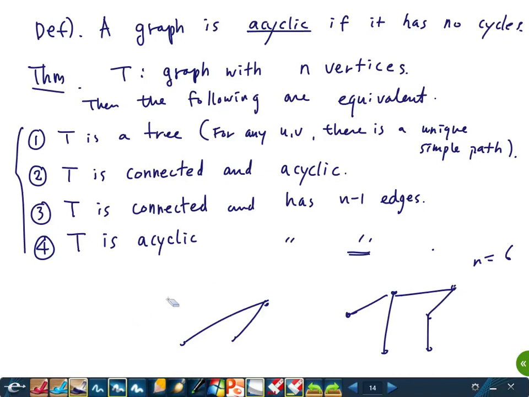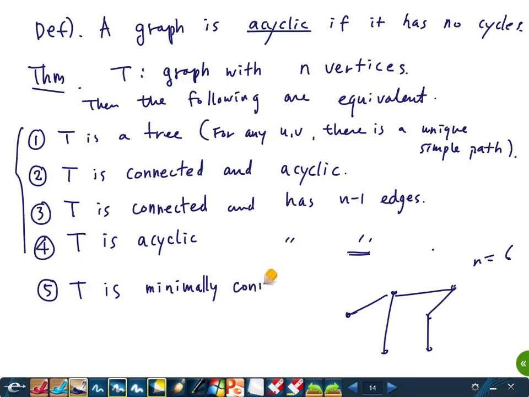So in some textbooks it is written like that. Maybe I didn't write this in the lecture note, but sometimes it's possible to say T is minimally connected. Sometimes it is said like this: T is maximally acyclic.